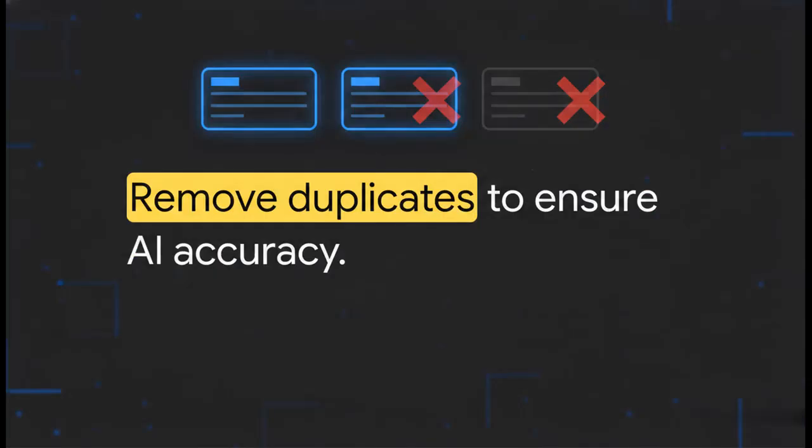Right after nulls, you've got to tackle duplicates. You absolutely have to remove duplicate records to ensure your AI stays accurate. Why? Because if the exact same record is sitting in your dataset, say 10 times, the AI is going to think that specific scenario is 10 times more likely to happen in the real world. Systematically clearing out that repeated info makes sure your model doesn't get artificially biased or skewed.